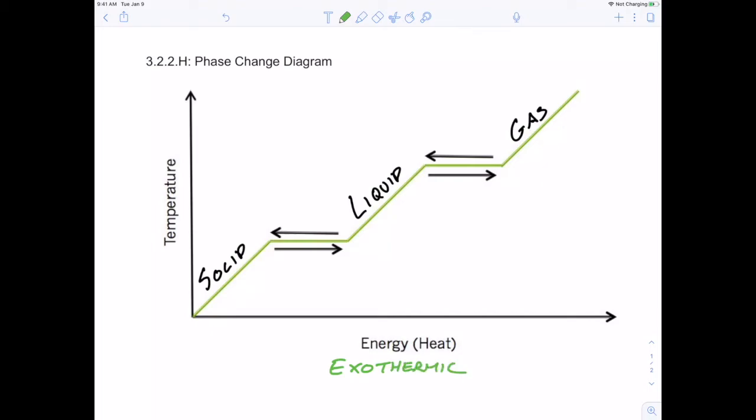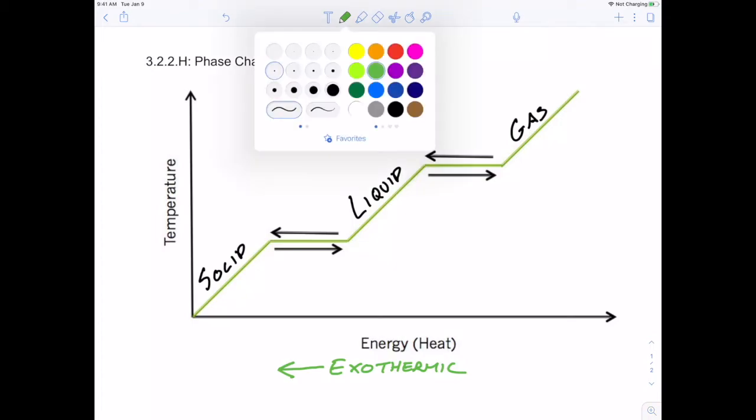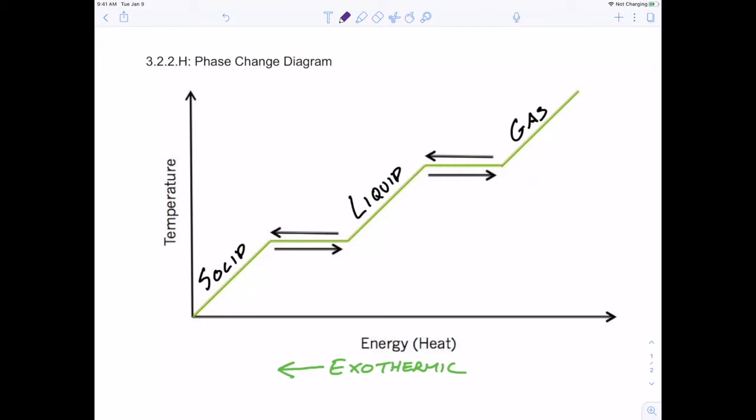And anytime I am moving to the left on this chart, it is an exothermic process. And remember, we're going to use purple for endothermic. So anytime we are moving to the right on this chart, we are being endothermic. All that means is if energy is being released from our system, it is exothermic, so we're moving to the left. And if energy is being added to our system, it is endothermic, and it is purple, we're moving to the right.